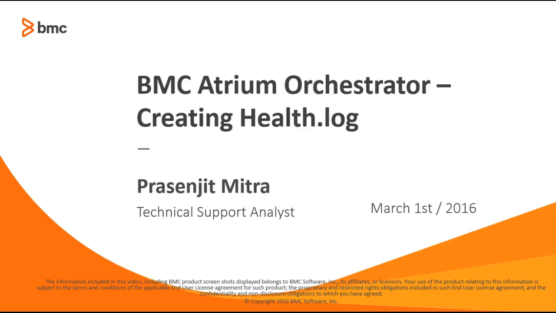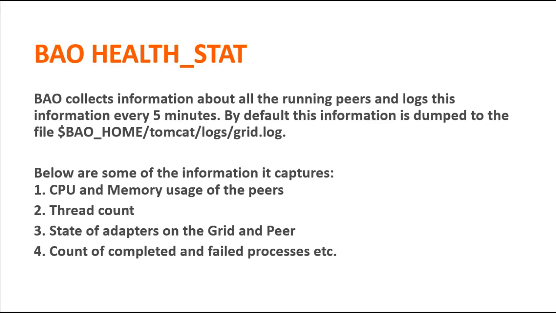Let's begin with what BAO Health Stat is and what information it captures. BMC Atrium Orchestrator logs health statistics every 5 minutes. This contains details about certain aspects of the peer and the grid operation, such as the state of the peers, adapters, and how the grid is performing. By default, all this information is captured in the grid.log file.